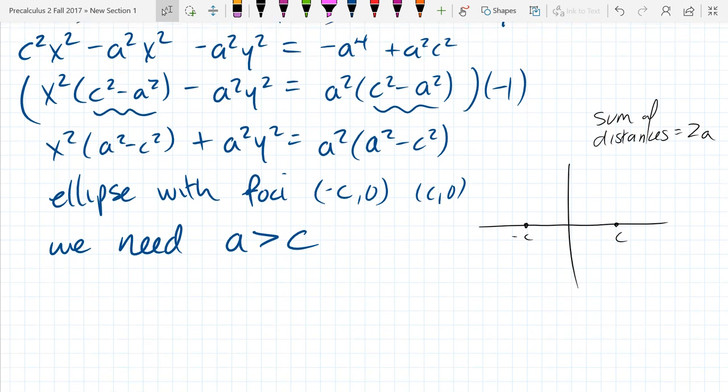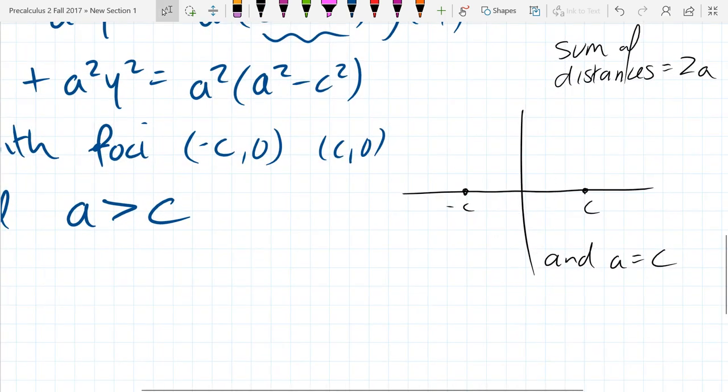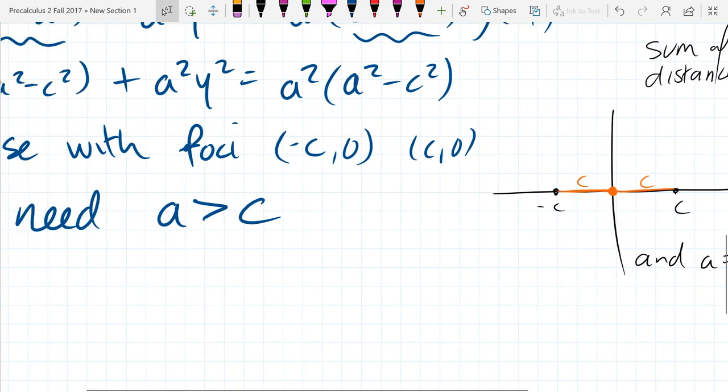So if the sum of the distances is 2a and a equals c, there's only one point whose sum of the distances is 2c. And that one single point is the one right between the two, because how far it takes to go over here is c, and this distance is also c. So the smallest the sum could ever be is 2c. And if the sum is 2c, your ellipse is really boring. It's a single point. So that's why we're going to assume that a is greater than c.